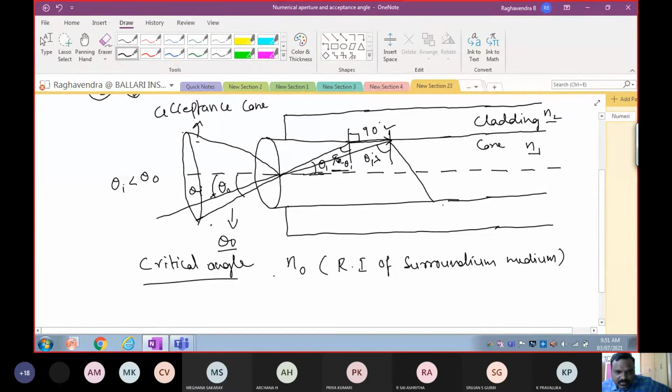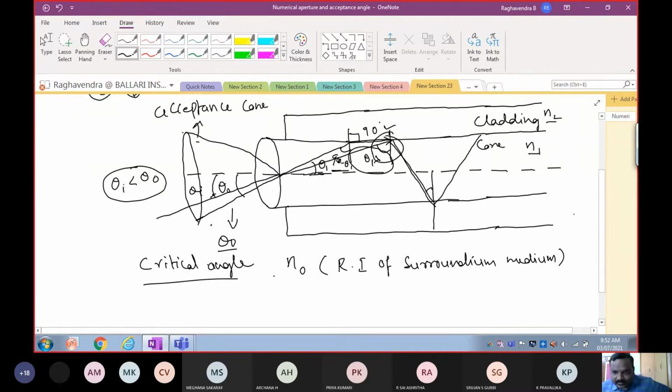Yes, sir. So here, whenever this angle of incidence is less than the critical angle, the light ray falls on the interface in between the core and cladding. Here the angle of incidence is greater than the critical angle, so it undergoes total internal reflection. And here also the angle of incidence is greater than the critical angle. Therefore it undergoes total internal reflection. And likewise the light ray propagates inside the optical fiber. Okay. Sir, once again, sir.